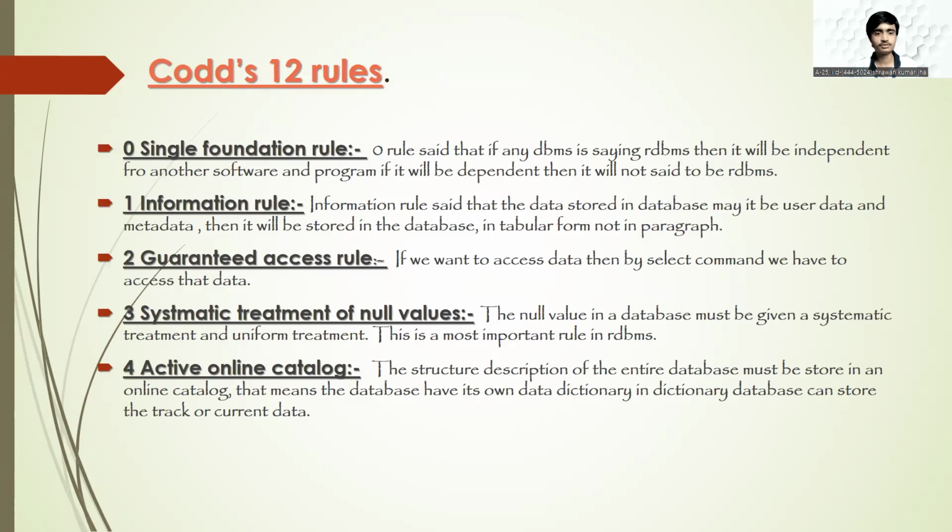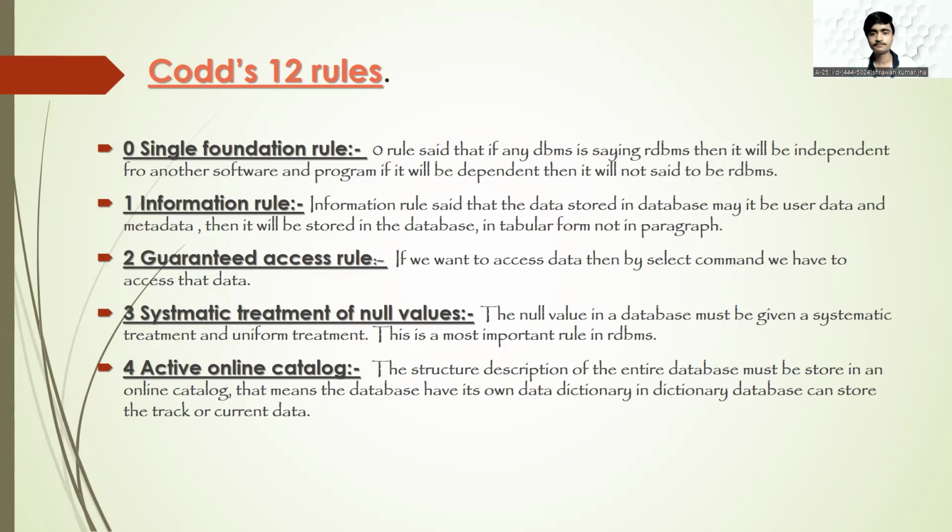Here the Codd's 12 rules: first is the zero, the single foundation rule. The foundation rule says that if any DBMS is called an RDBMS, then it must not depend on another software or program. If it is dependent, then it is not called an RDBMS. That means if any database management system is called a relational database management system, then it will be independent from any other software.